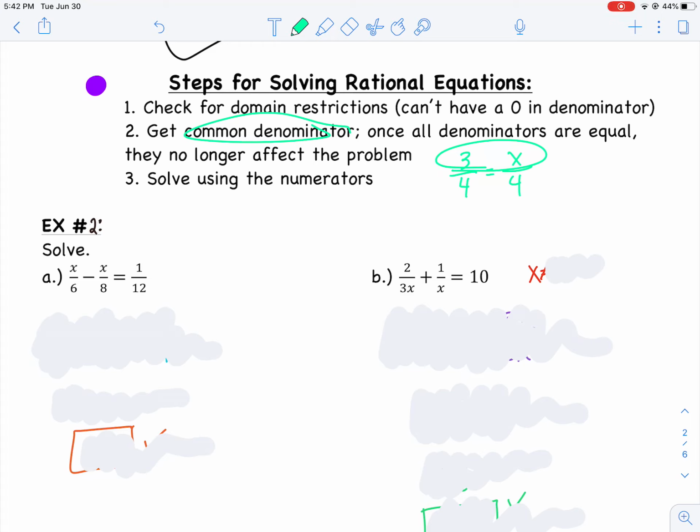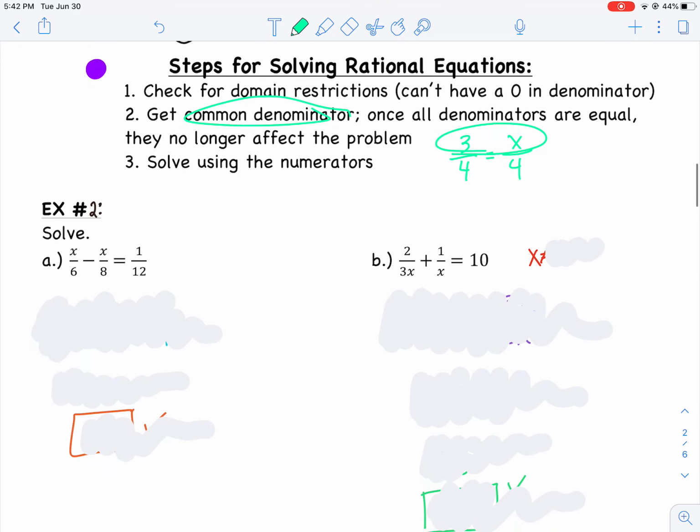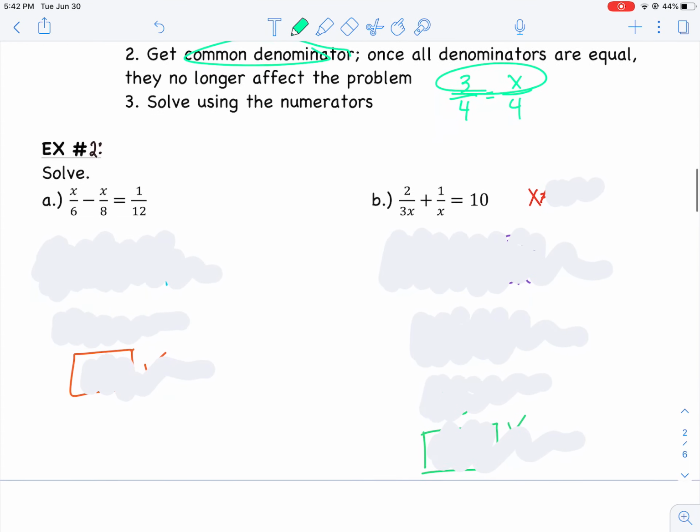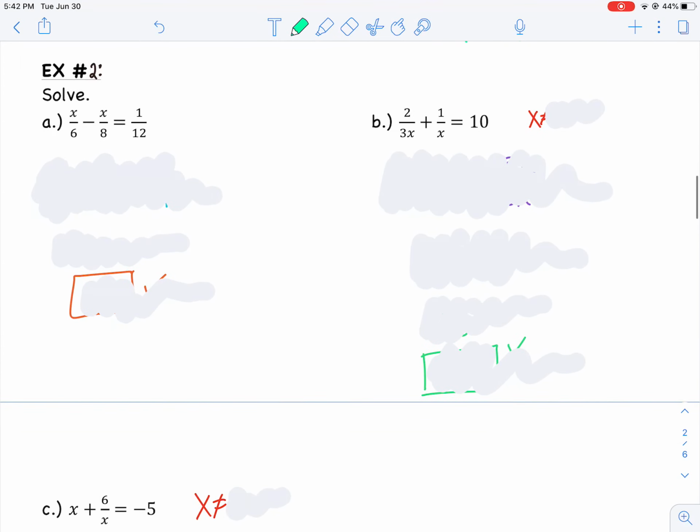As long as my denominators are the same and they're set equal to each other, then my tops should be the same, right? My numerators should be the same. So I can kind of set aside those denominators and just work with the numerator. We can solve and then just make sure that our answer doesn't include any of those domain restrictions. Let's do a few. Look at example 2 with me.